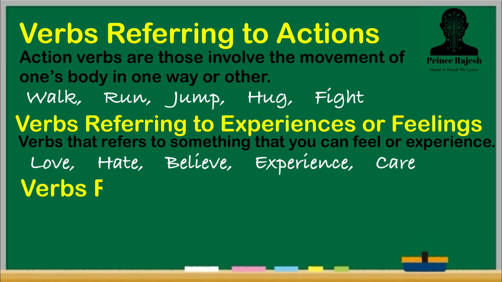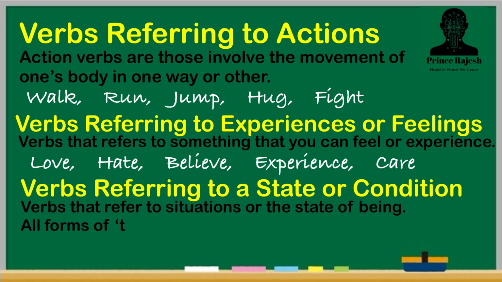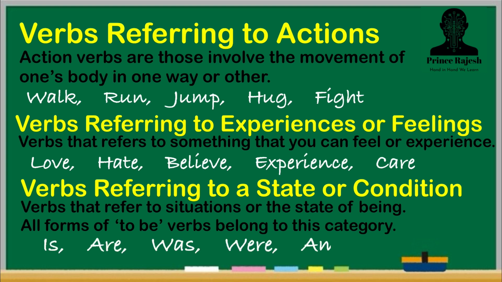Next, verbs referring to a state or condition. These verbs are those that refer to situations or the state of being. All forms of to be verbs belong to this category. Some examples of verbs referring to a state or condition are is, are, was, were, have.